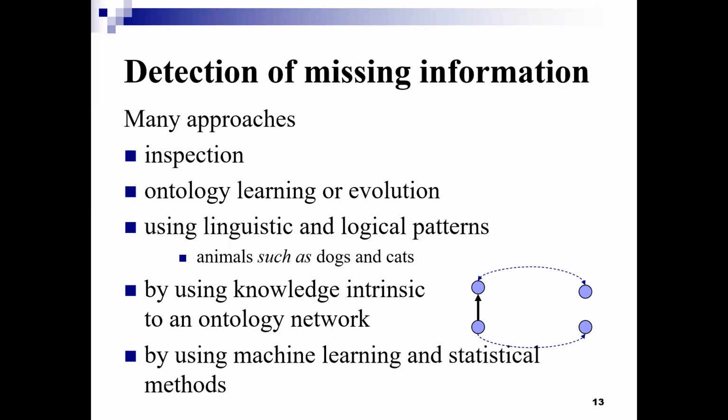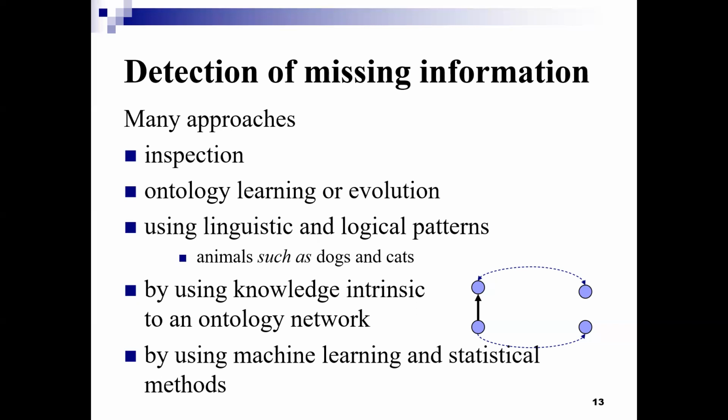For detecting missing information, there are many approaches. Inspection works as well. You can use ontology learning, ontology extension, ontology evolution approaches. Many approaches use linguistic or logical patterns. And an example of a linguistic pattern is animals such as dogs and cats. This may hint that dogs and cats are actually sub-concepts of animal. It doesn't always work. For instance, in cities such as Paris and London, there's another kind of relationship.